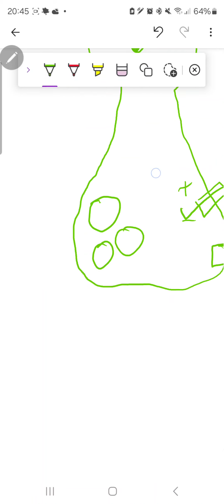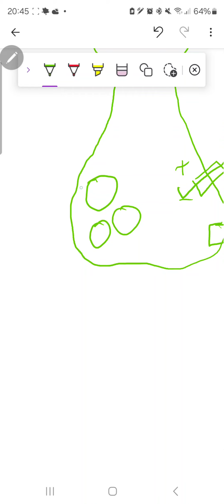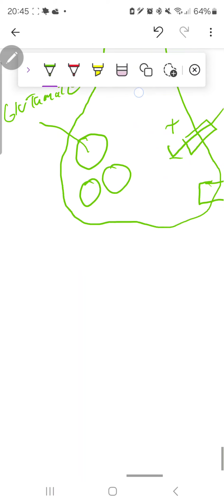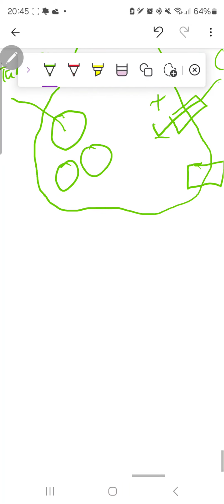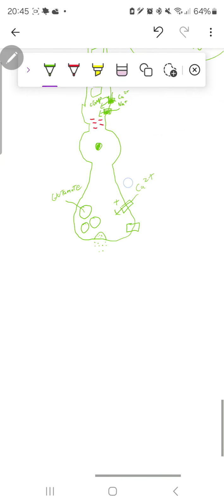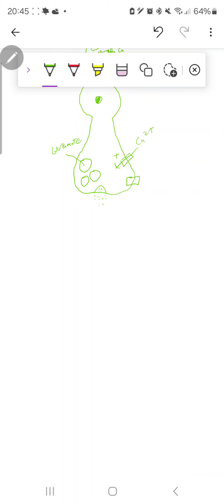And these are vesicles containing glutamate, which is the neurotransmitter, which would normally fuse with the membrane and release glutamate into the synaptic cleft. And this photoreceptor is in contact with another cell, which is called a bipolar cell.